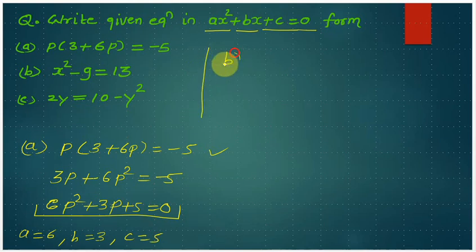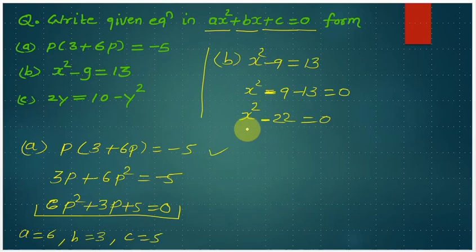Take the second question, b: x square minus 9 is equal to 13. So x square minus 9 minus 13 is equal to 0. So the equation becomes x square minus 22 is equal to 0, and this becomes x square plus 0x minus 22 is equal to 0. In this equation, the higher power of x is 2. That's why this is a quadratic equation.